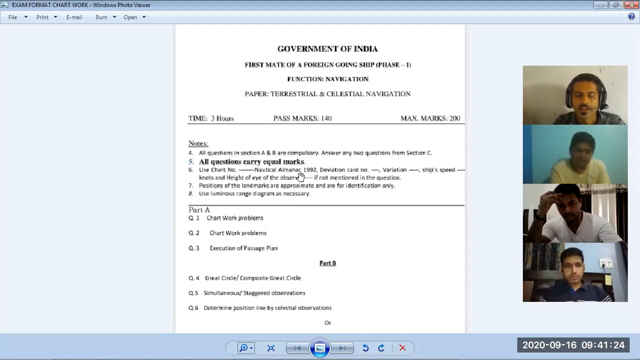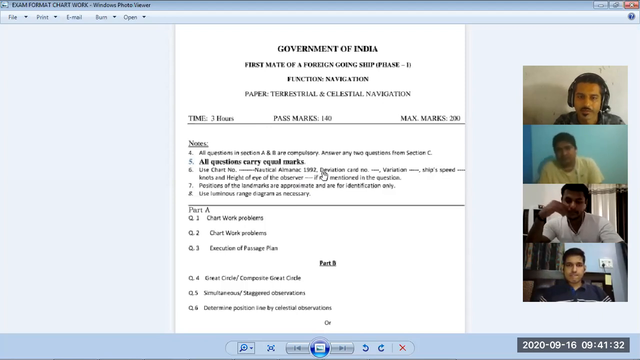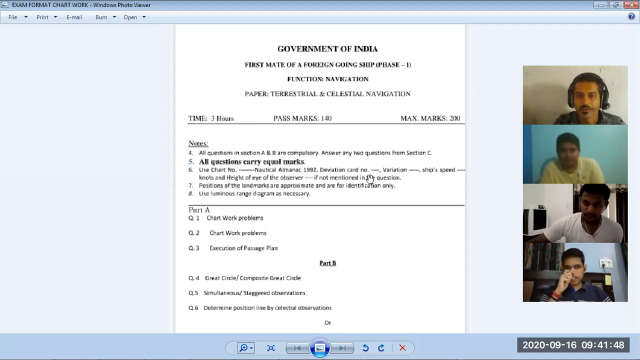Then Nautical Almanac 1992 has to be used. Those who don't have the e-version, that we will share. Then there are different deviation cards given at the end of your Captain Puri's book or your Captain Chaudhry's book and other chart work books. Deviation card 1, 2, 3, 4. So which deviation card you have to use for your deviation, that will be mentioned in your question paper.